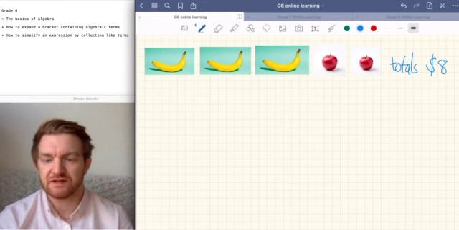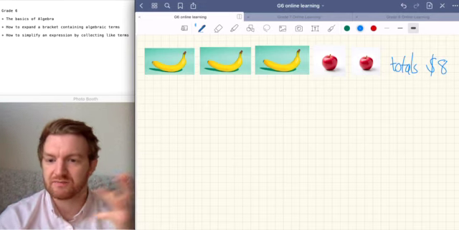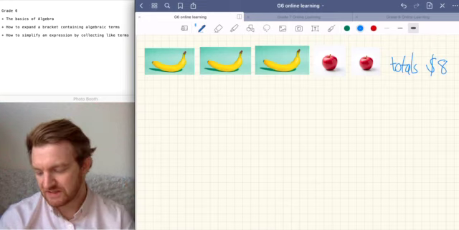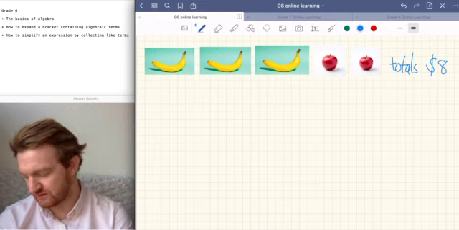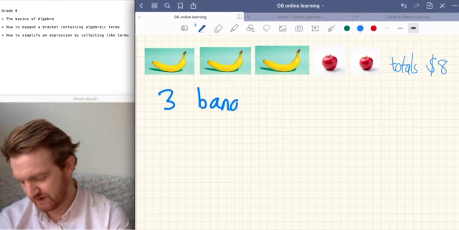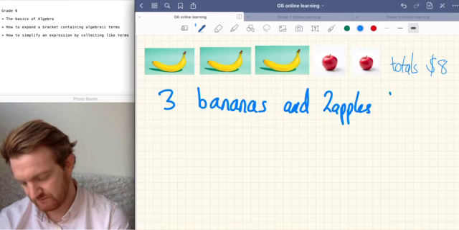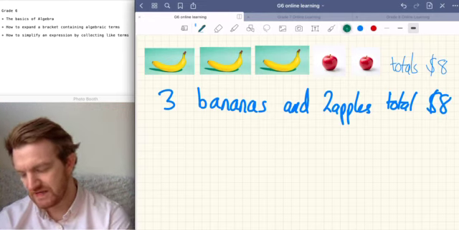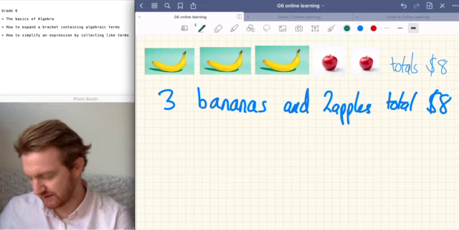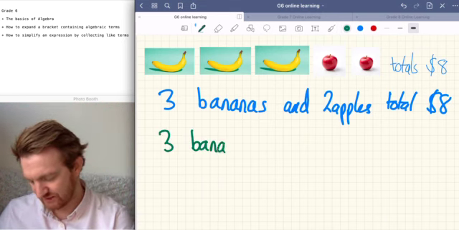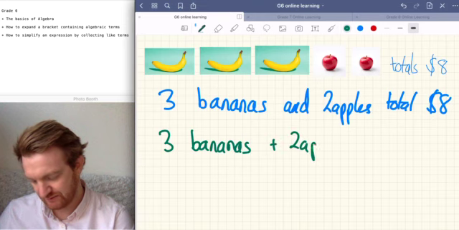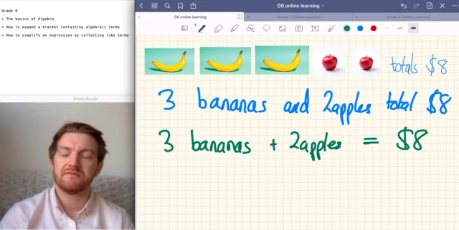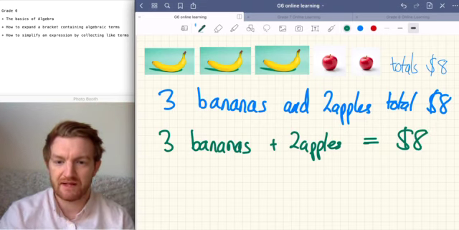So at the moment we've got a pictographic expression showing the situation. First thing we could do is try and write this as a sentence. So we could say 3 bananas, great handwriting, and 2 apples, total $8. So that would be how we could write it in words. We could then shrink that sentence down and start to add in a couple of mathematical symbols. We could say 3 bananas plus 2 apples equals $8. So we're starting to make it look a bit more mathematical.